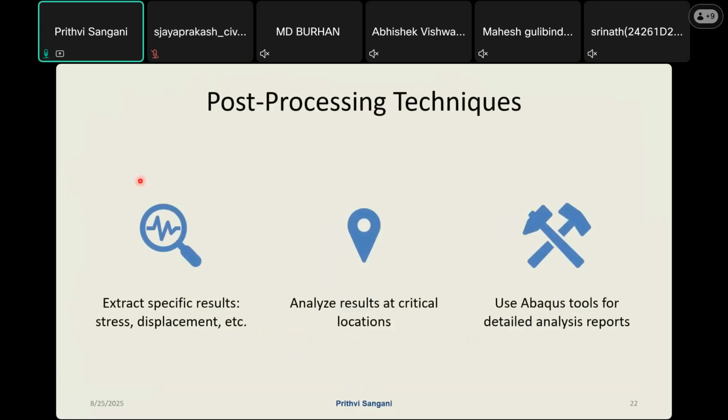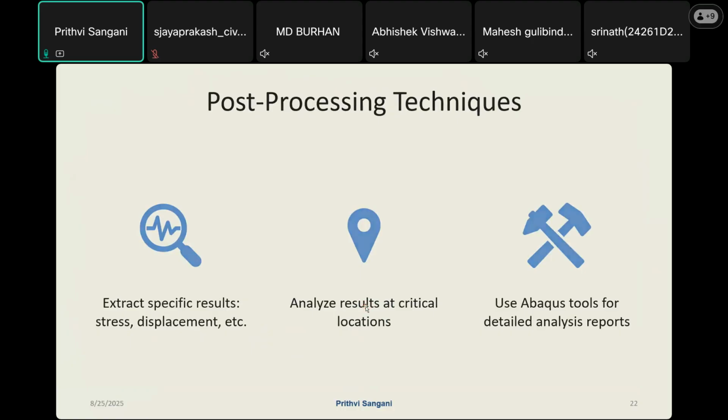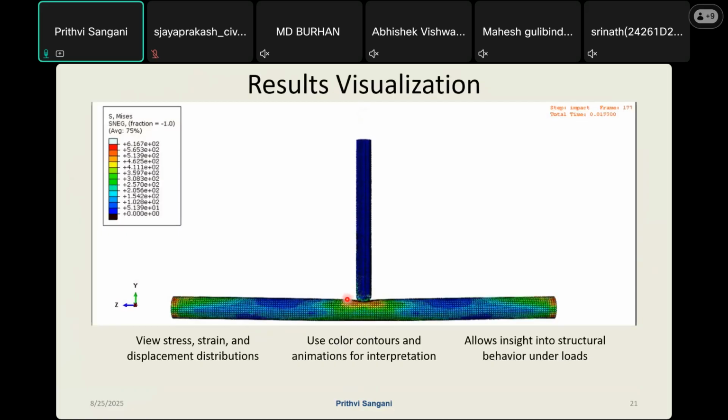So you can extract results like stress. You can also analyze results at critical locations. For example, in my previous model, my critical location is nothing but this part in this zone. What I'll do is take out this zone and analyze what's happening there. Instead of all the other parts, I'll just take this simple cross section and see how this part behaves when the load is acting.